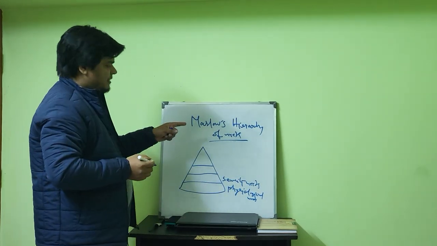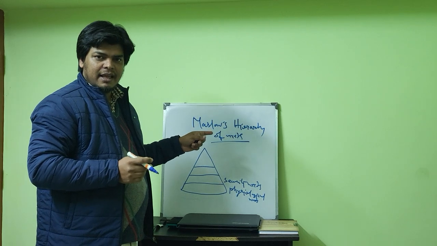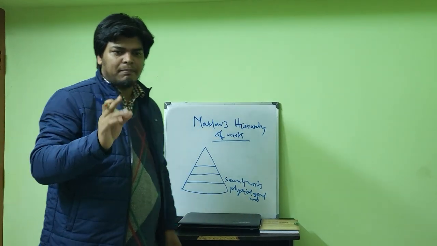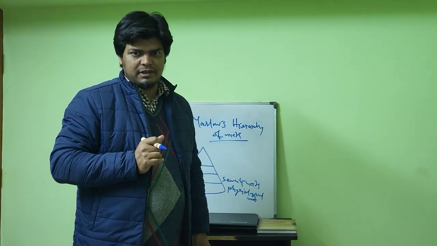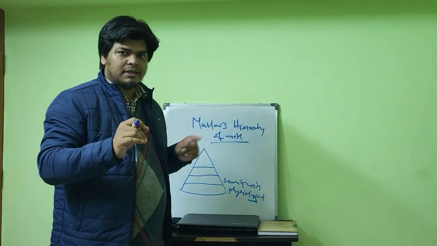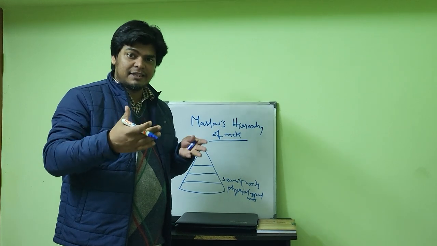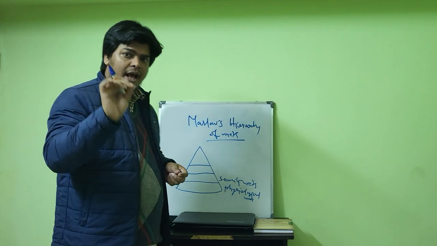And Maslow's hierarchy of needs first came in 1943. He wrote a classic paper entitled A Theory of Human Motivation. It came in 1943, and this was the first theory of motivation. A systematically described theory of motivation was given by Abraham Maslow.